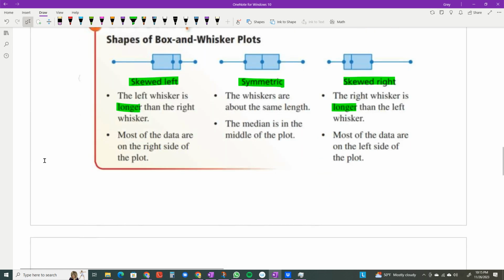And if you want to know what it's telling, most of the data is on the right side of the plot. That's why it's skewed left. Most of the data is on the left side. That's why it's skewed right.